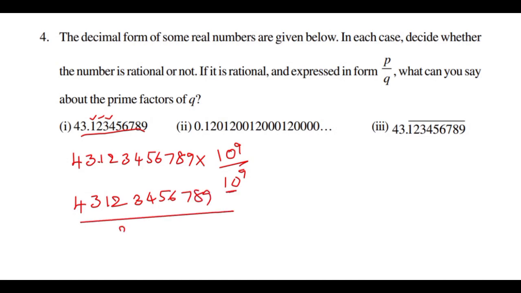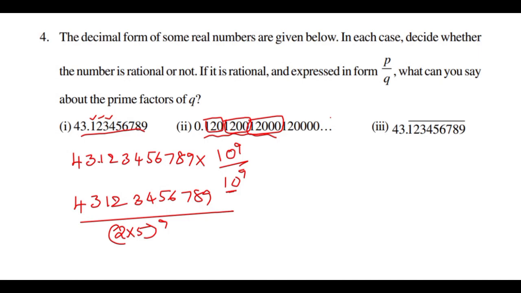This 10 we write as the product of prime factors, that is (2 into 5) whole to the power of 9. So this is the model. Similarly this one, you see 1 2 0, 1 2 0 0, 1 2 0 0 0. That means the numbers are not repeating in a particular order, right? That means it is non-terminating, non-repeating decimals.